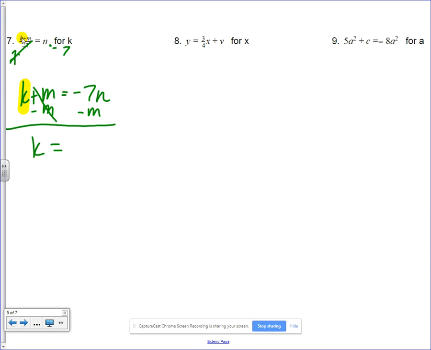Now here's where I want you to pay attention if you haven't been yet. Am I allowed to put these two together? No. There's two ways you can write them. They're both right. You can either tell me negative 7n minus m, or you can tell me negative m minus 7n. They both mean the same thing. They're just in a different order. They're both negative, and that's okay.